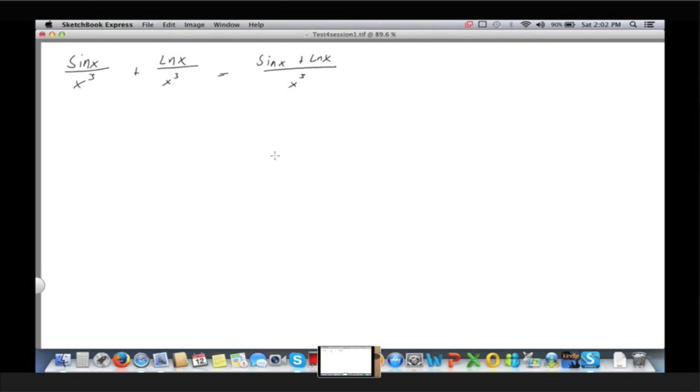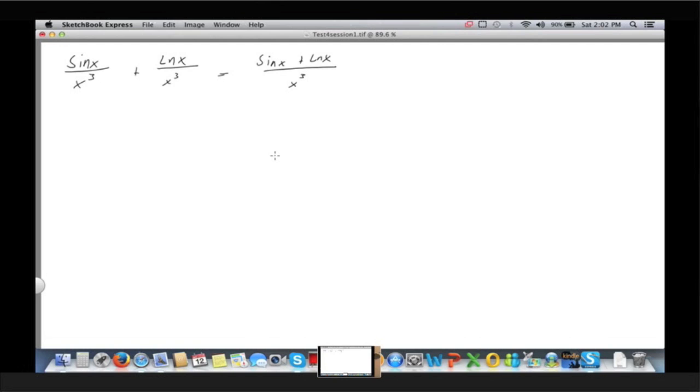Excellent. So this is something we talked about before, how to add fractions. In order to add fractions, you need a common denominator. Well, we already had a common denominator here, so you just add the two numerators and you keep the denominator the same. Some people have trouble with that when there's variables instead of numbers, but you did that correctly.